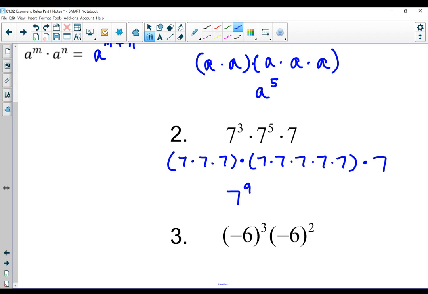For our last one, for number 3, I'm going to use my property. So my property says I can add my exponents. So I will write this as negative 6 to the 3 plus 2 power, which would be the 5th power. And then I'm going to take it one step further on this one. I could also write it as just negative 6 to the 5th power. That's because I know I have an odd number here, so my answer is going to be negative. I don't really need to have those parentheses. So there's 2 ways I could express that one. And if this was a test or quiz I was giving, I would give full credit for either answer.